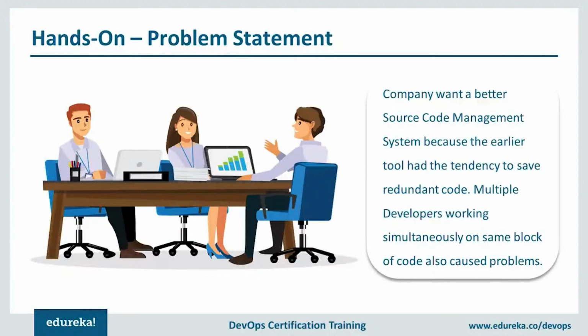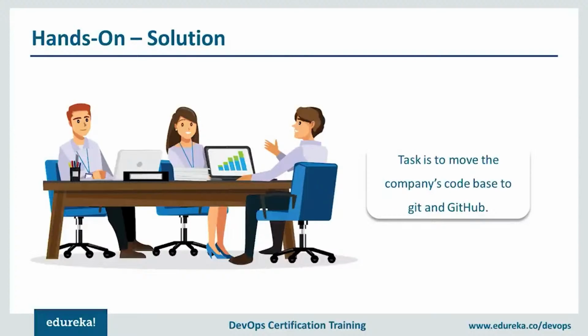They faced issues such as, when multiple developers were working on the same block of code, there were a lot of changes happening and nobody knew who was making them. So the solution to this problem is to move the code of this company to GitHub and use Git.